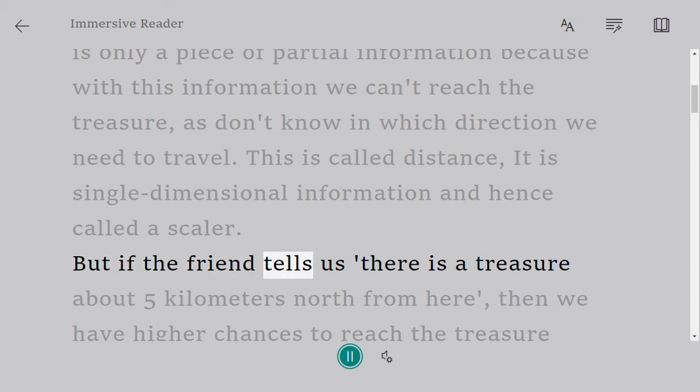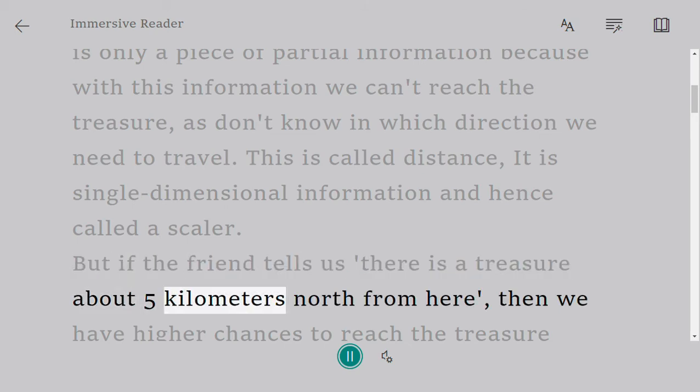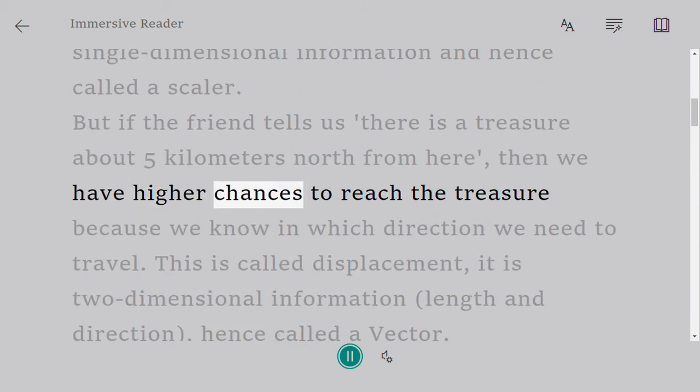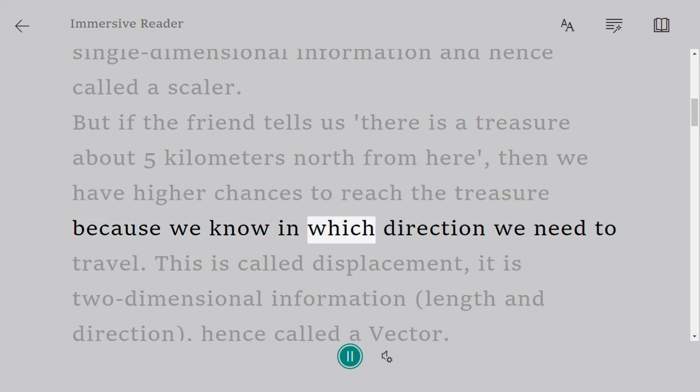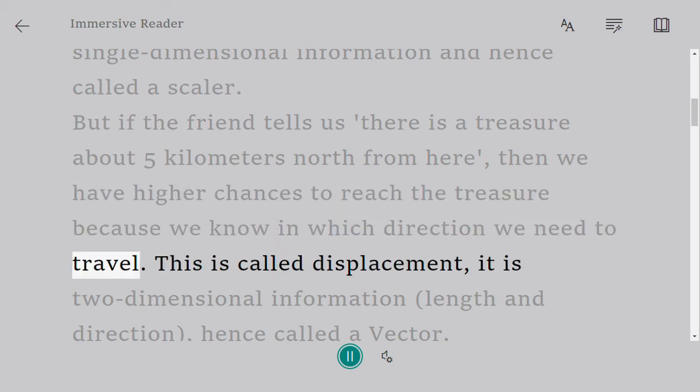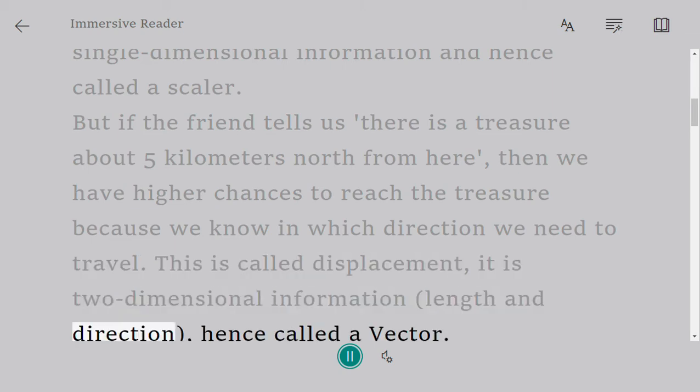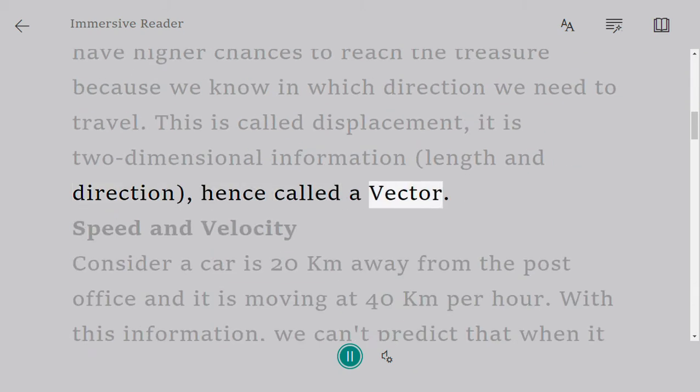But if the friend tells us there is a treasure about 5 kilometers north from here, then we have higher chances to reach the treasure because we know in which direction we need to travel. This is called displacement. It is two-dimensional information, length and direction, hence called a vector.